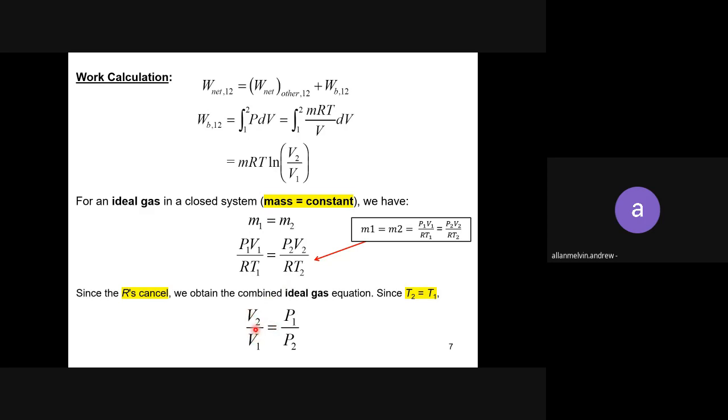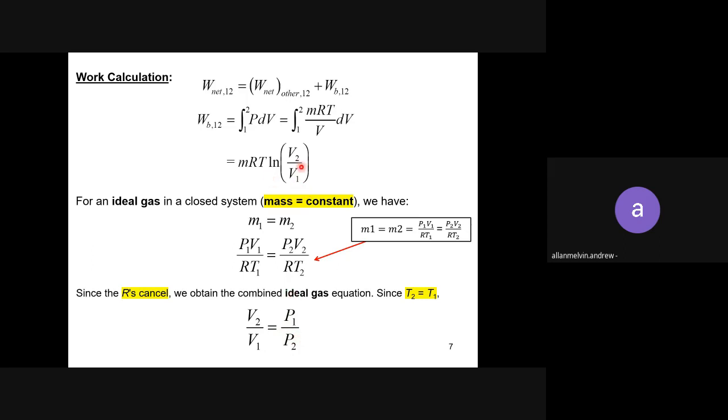So V2 over V1, in this equation, you replace it with P1 over P2, because in the question, P1 and P2 are given. So you can better use this.